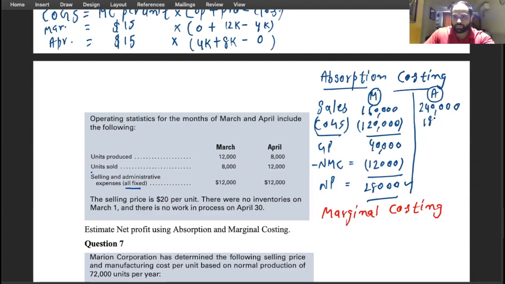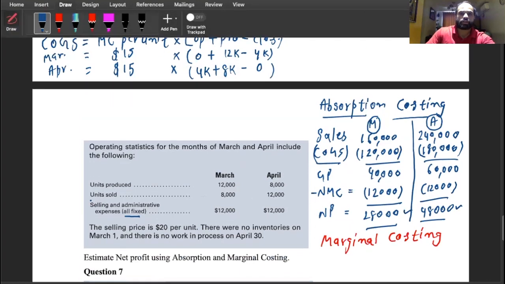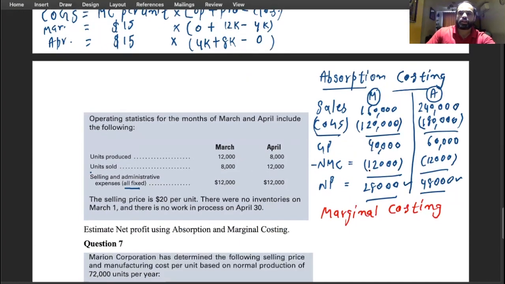180. So how much is gross profit? 60 minus non-manufacturing cost for April. Non-manufacturing cost for April, it will be same, yes, 12. And how much is net profit? It will be 48,000. So absorption finished. Let's move on to the marginal.